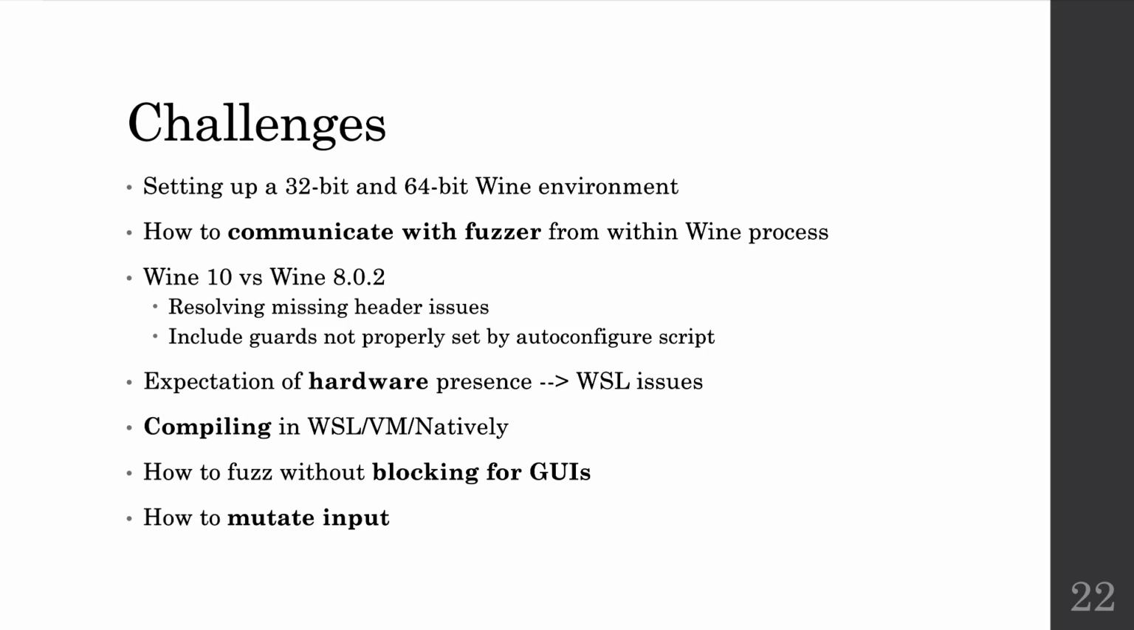The latest version of Wine had some missing header issues. The autoconfigure script was failing to set a lot of the environment variables and include guards. So you would end up with a "have X file" variable not being set, and so that file would not be found when it came time to compile. I was trying to manually fix these, but eventually we realized that it would just be so much less of a hassle to use a stable version than try to fix the autoconfigure script ourselves.